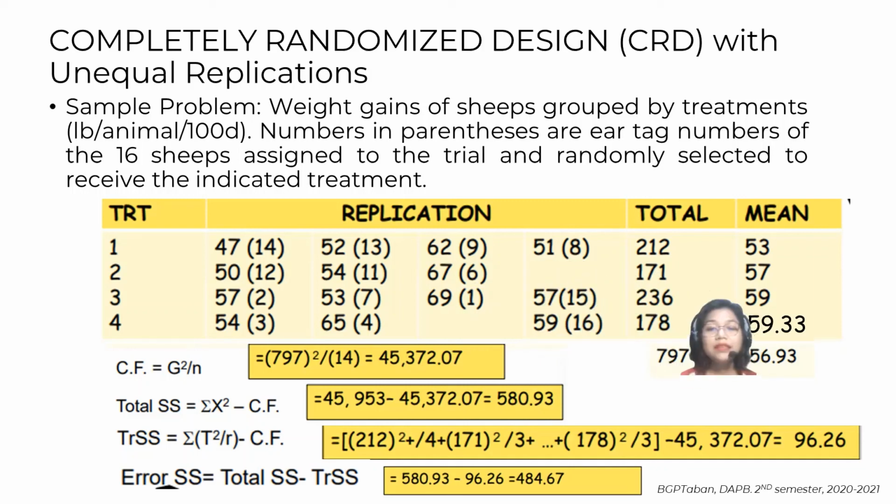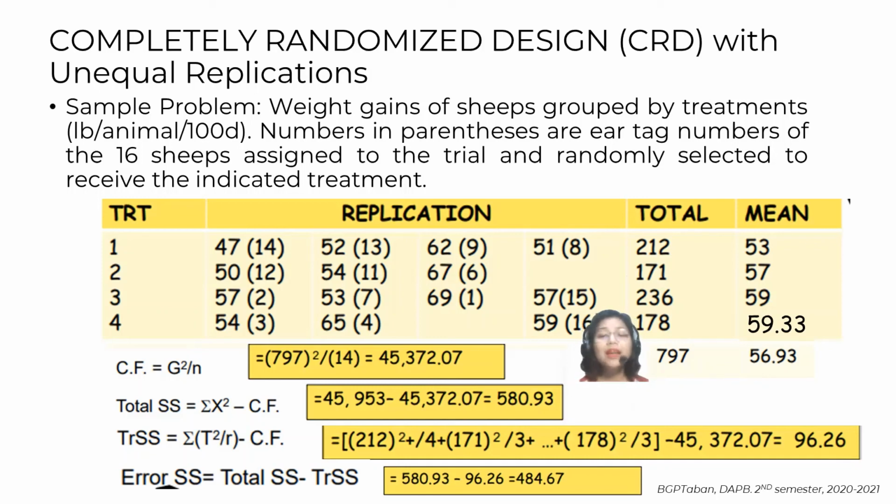The answer is 56.93. If we're going to get din naman po the mean of this, if we're going to round this, it's 57. So, 53, saglit lang po, kuha tayo ng calculator. 53 plus 57 plus 59 plus 59.33 divided by 4, it's 57.08. So, 57 lang din po. If we're going to round this off po, 57 lang din. Pero, para po mas accurate yung ating answer, i-divide na lang po natin ang ating grand total sa ilang EUs. So, 797 divided by 14, the answer is 56.9285. Kaya po naging 56.93.